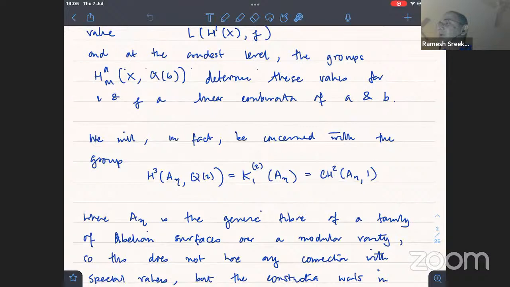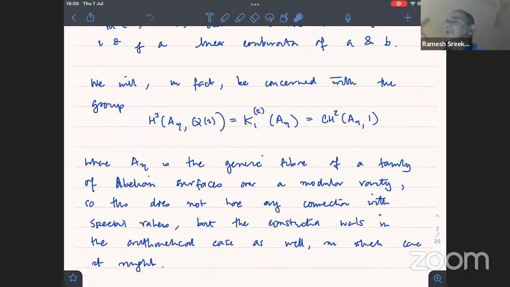All this about special values has to do with a smooth projective variety over a number field. But you can define these motivic cohomology groups in much greater generality. In particular, we'll be looking at the group H^3(A_η, Q(2)), where A_η is the generic fiber of a family of abelian surfaces over a modular variety. The model is a universal family over a Shimura curve or a modular curve. When I say abelian surface over a modular curve, I mean you take the elliptic curve and take E cross E over the base. So at any point τ, the fiber will be E_τ cross E_τ.